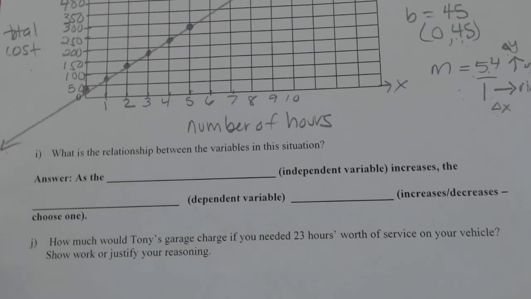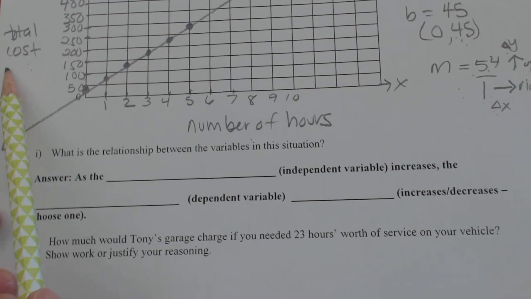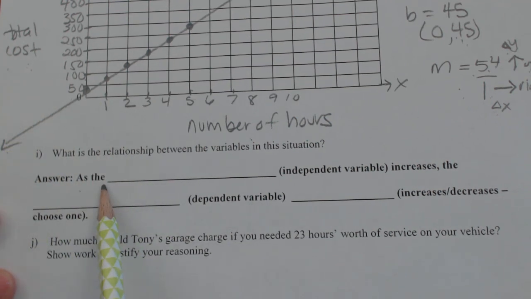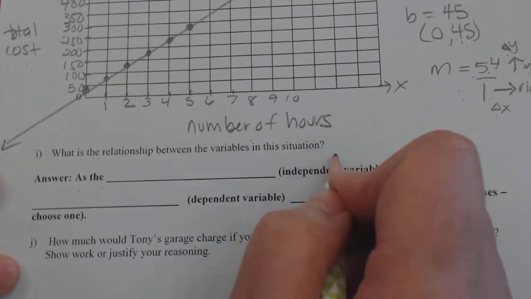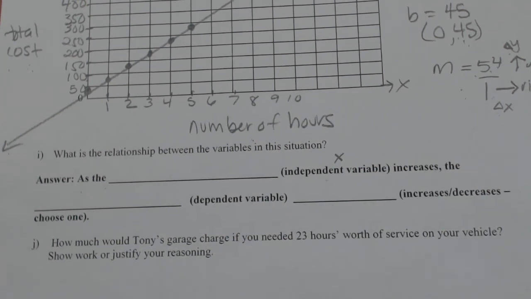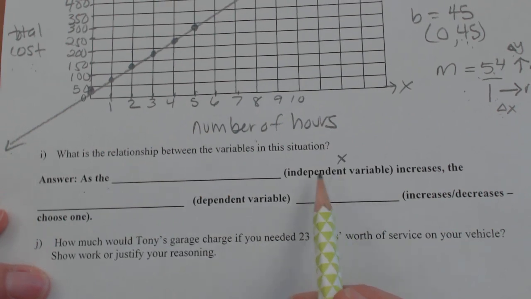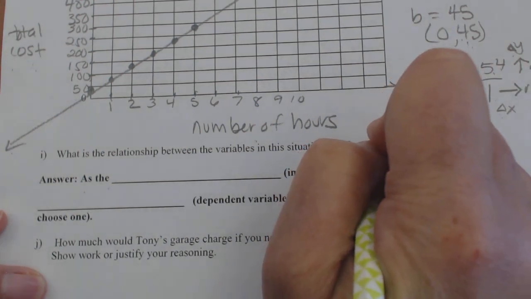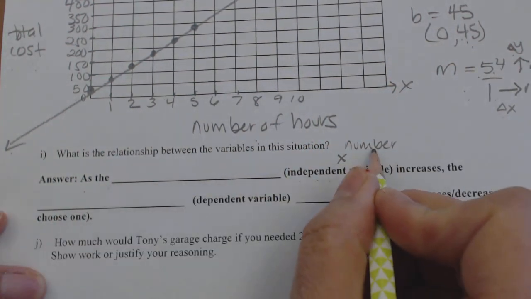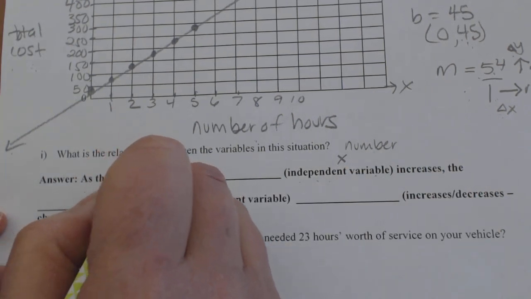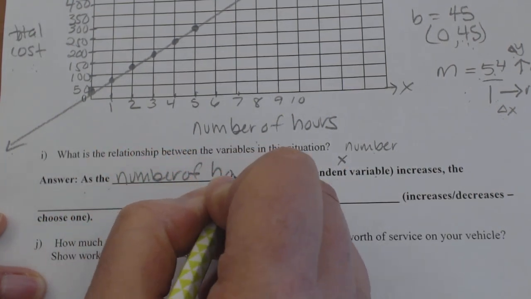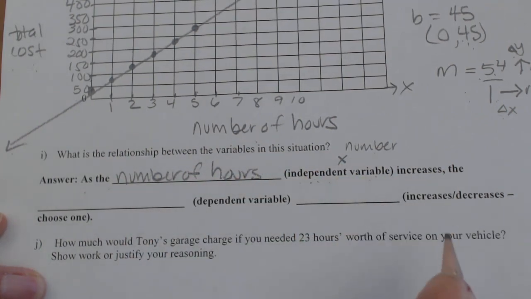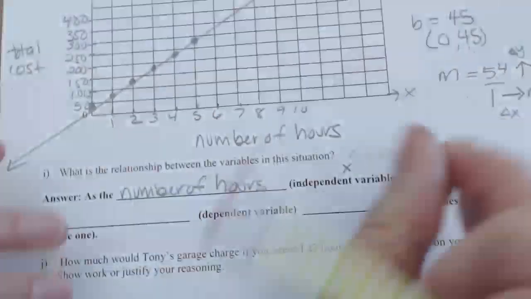Okay, getting to my last two questions. What is the relationship between the variables of the situation? So I'm asking about the variables between number of hours and my total cost. So let's look. As the independent variable, remember, let's put our variables over the words that they represent. So my independent variable is my x. So this is my number of hours. As the number of hours, independent variable increases.